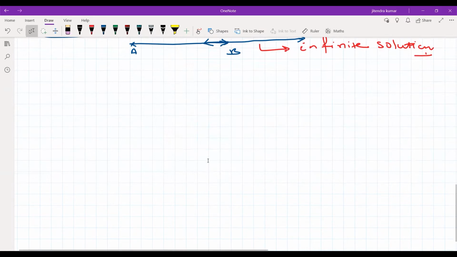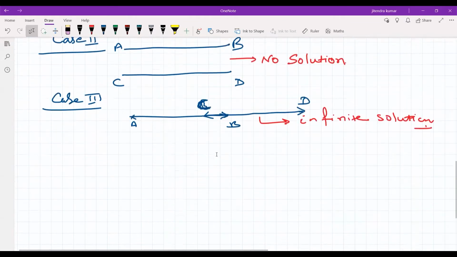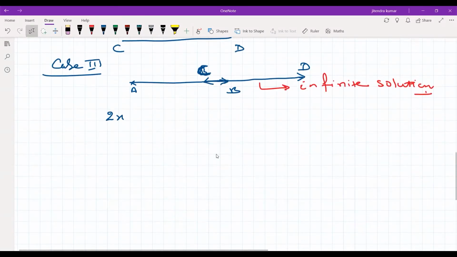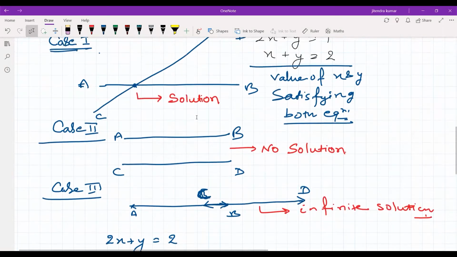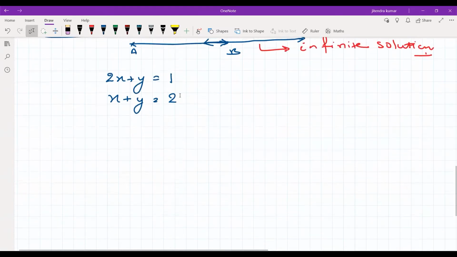Okay, now let's take these two equations again, 2x plus y equal to 1 and x plus y equal to 2. So these are the two linear equations we have, and we have to find the values of x and y. So how can we solve it?